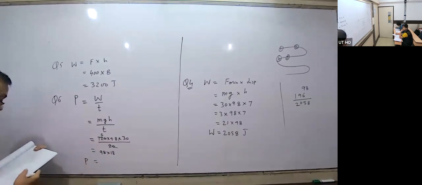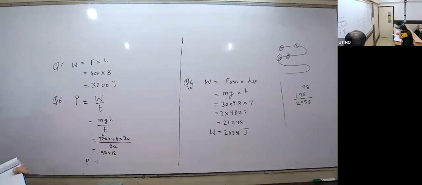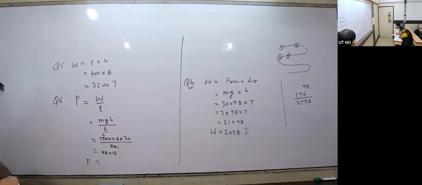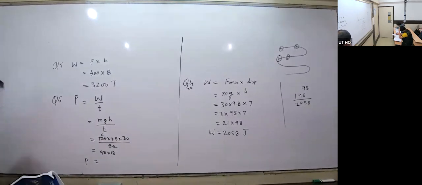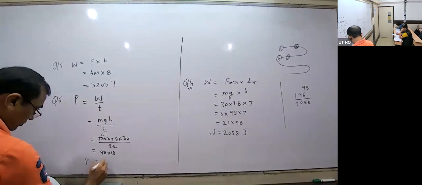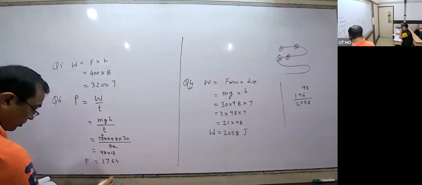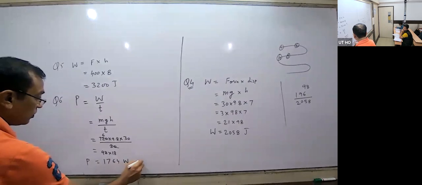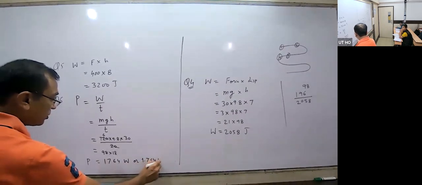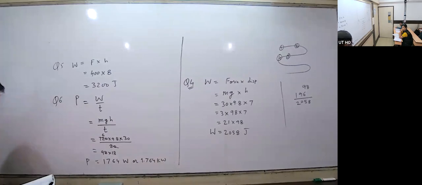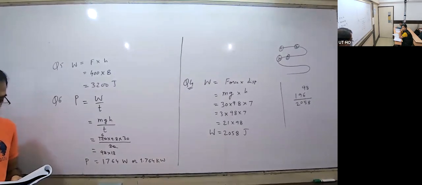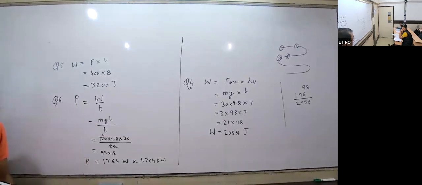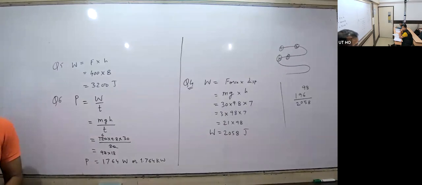Which is 1764. So generally, power of a pump or motor is written in kilowatt. Okay.